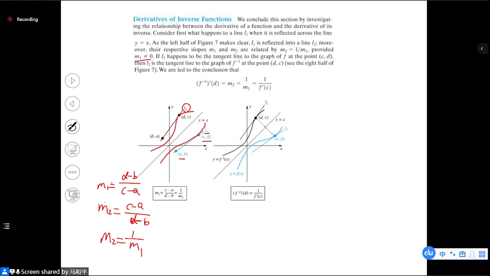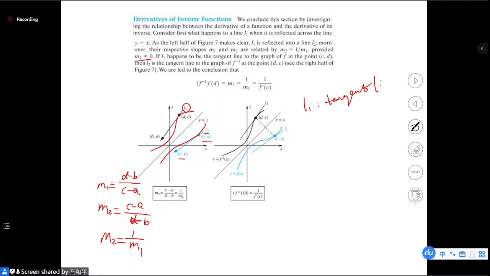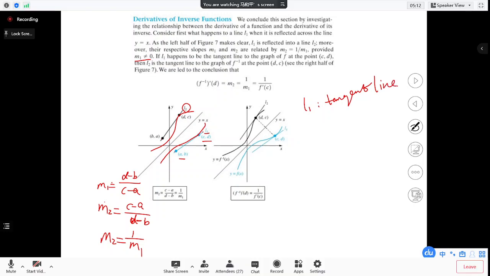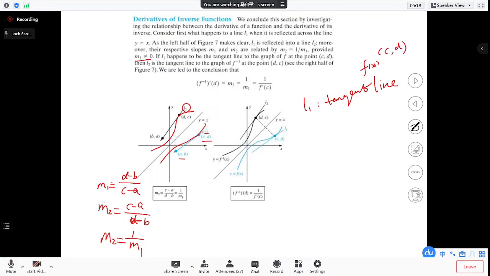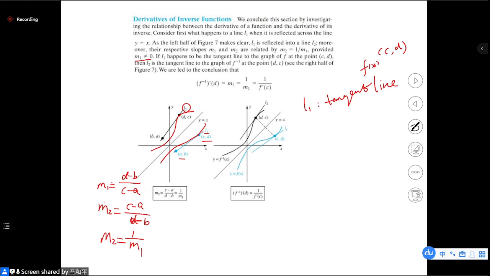We are led to conclude that, because L1 is the tangent line of f(x) at the point (c, d). So, what's wrong?